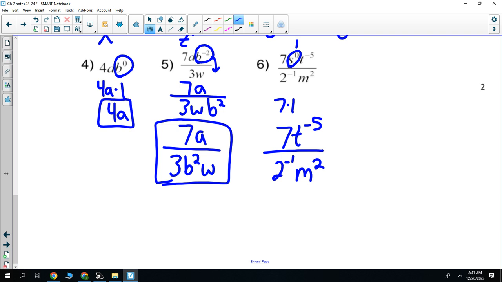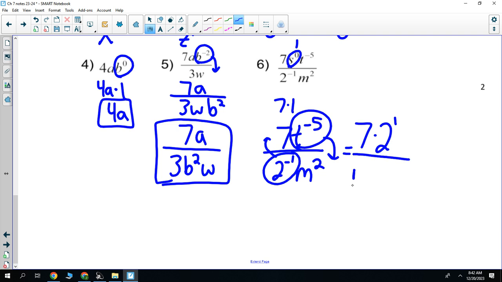Okay, now I got to take care of negative exponents. So this negative exponent on top has to move to the bottom. This negative exponent on bottom has to move to the top. So on the top, I'm going to have 7 with a 2 to the 1st power. So it's going to be 7 times 2 to the 1st. On the bottom, I'm still going to have the m squared, but the t to the 5th is going to come down and join it. So I moved this guy to the bottom, became positive. I moved this guy to the top and made the exponent positive.